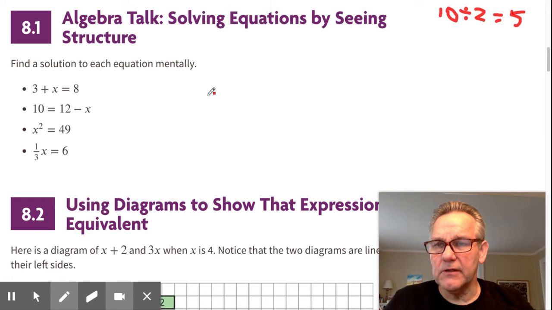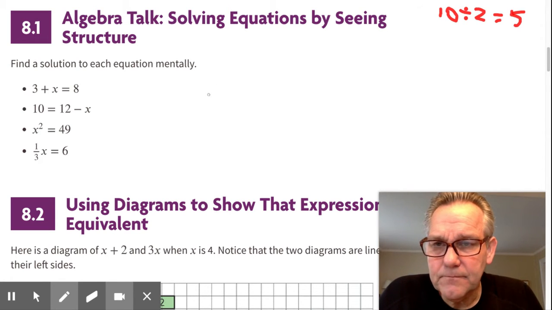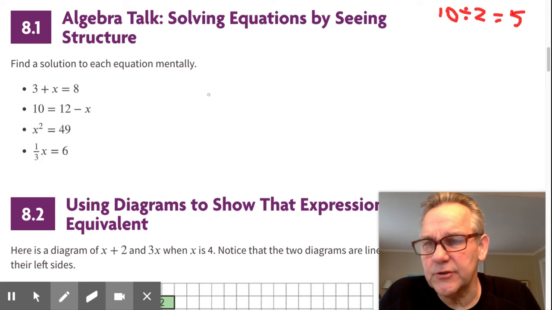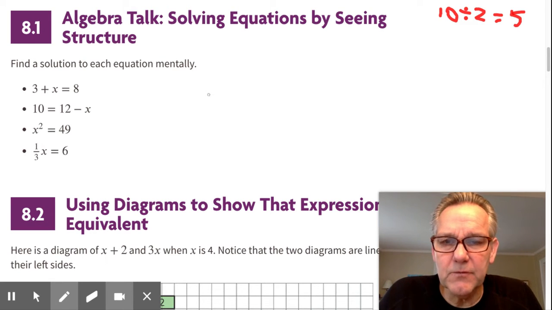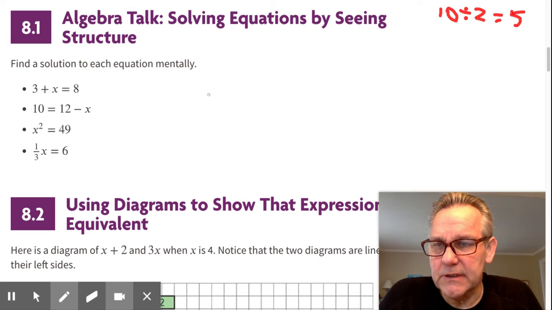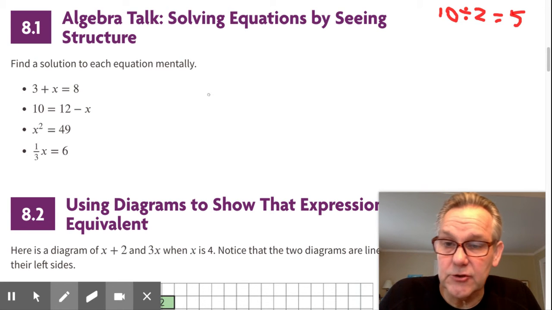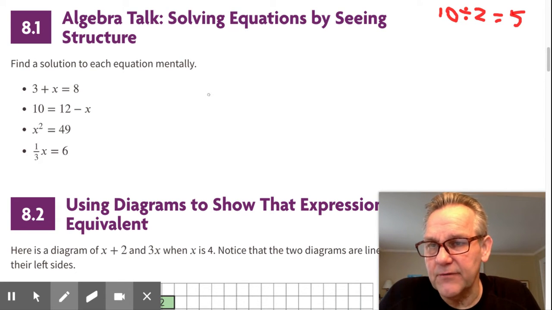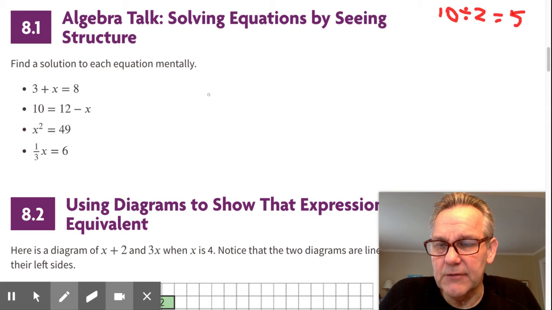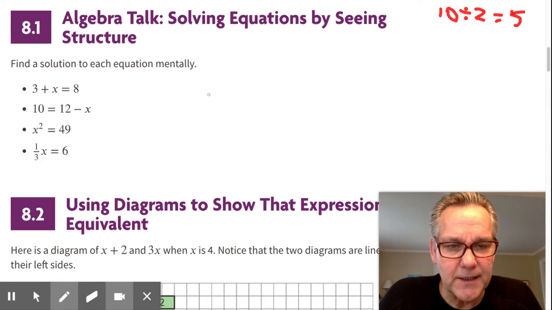So we start our lesson with an algebra talk. And we're going to solve each equation by seeing the structure. And really, what we're learning is a language, boys and girls. Mathematics is a language, and algebra specifically is a part of that language. And we have to learn the symbols, what the symbols mean, and what certain things mean. And really, it sometimes looks a lot more complicated than it is.